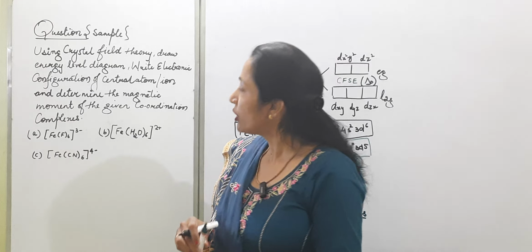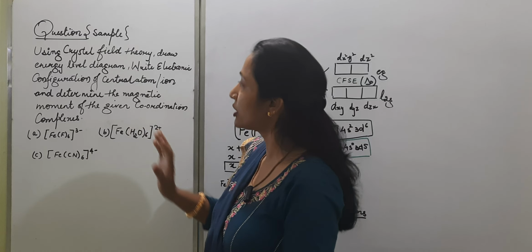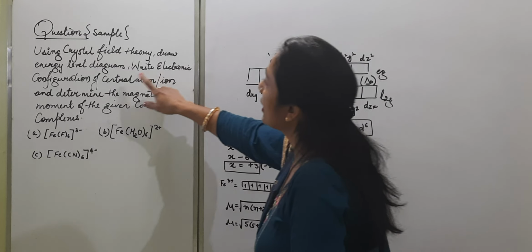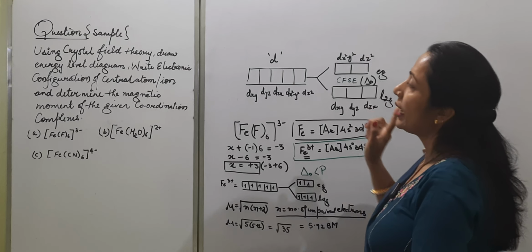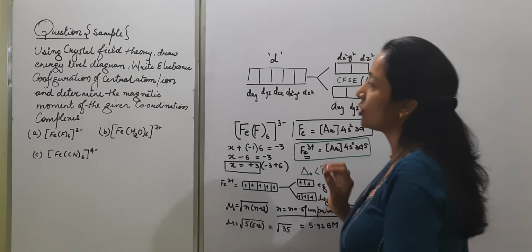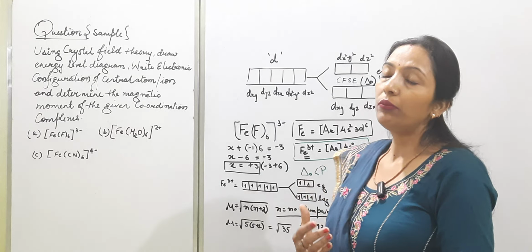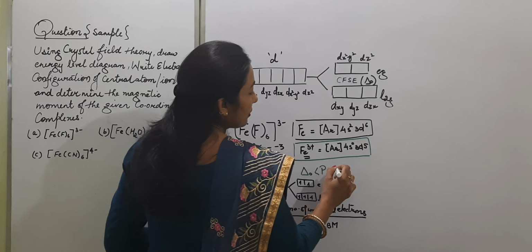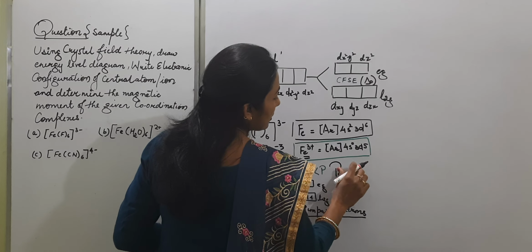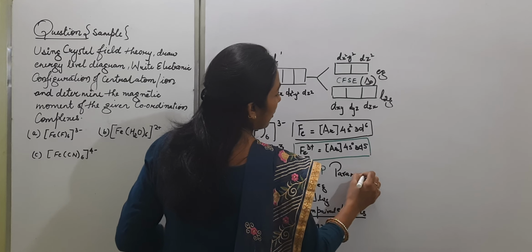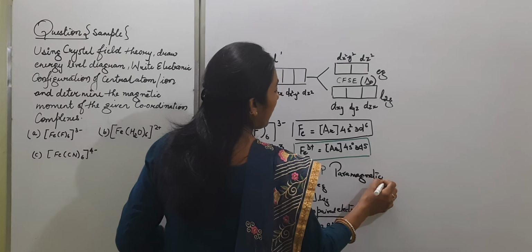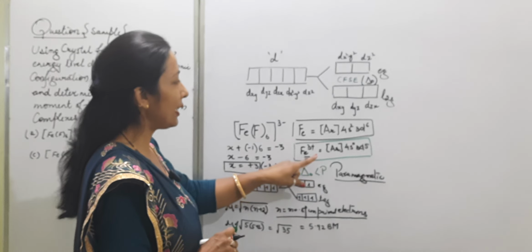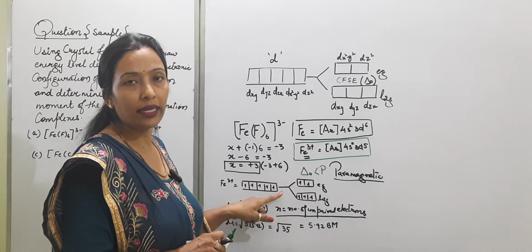So the various questions asked for the first complex: the energy level diagram I drew here, then the electronic configuration I wrote here, and determine the magnetic moment of the coordination complex. Due to the availability of 5 unpaired electrons, how will this complex be? This complex is paramagnetic, having magnetic moment 5.92, the electronic configuration, and here is the energy level diagram.